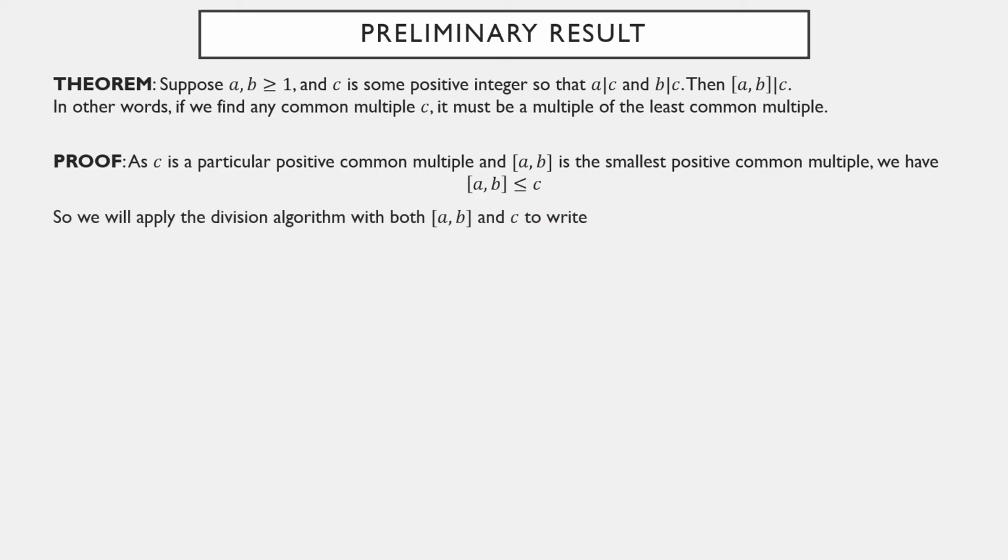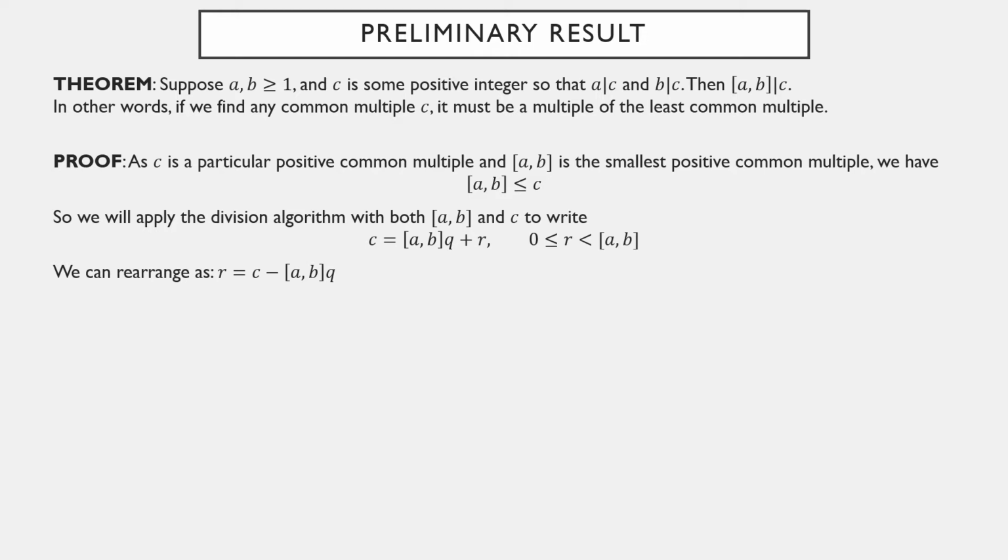If we apply the division algorithm between these two numbers, we can write c is equal to the LCM times q plus some remainder, and this remainder could be 0, but it can't be as large as whatever this number here is. Okay, we're just applying the division algorithm to say c is equal to this times something plus a remainder, and remember that remainder is strictly smaller than what we attempted to divide out.